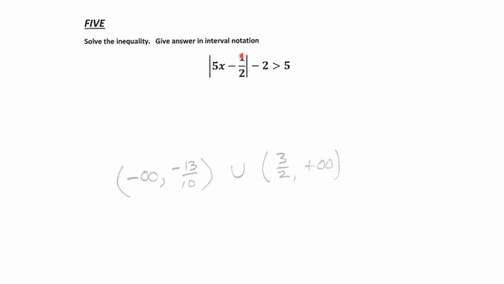Number 5, you were solving another inequality. Now this is the absolute value of 5x minus a half, minus 2, is bigger than 5. Put the 2 on the other side, but now you have a greater than, which means you have an or proposition. If you solve the or, you'll get the answer is from minus infinity to minus 13/10, open interval, union with the interval from 3/2 to plus infinity.